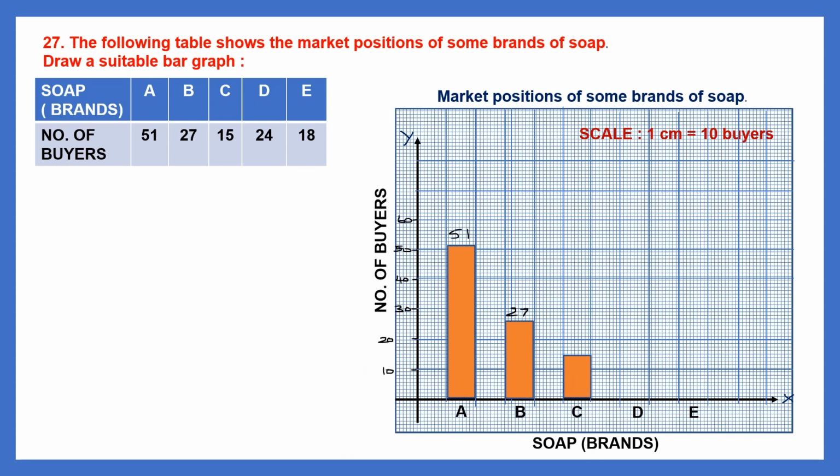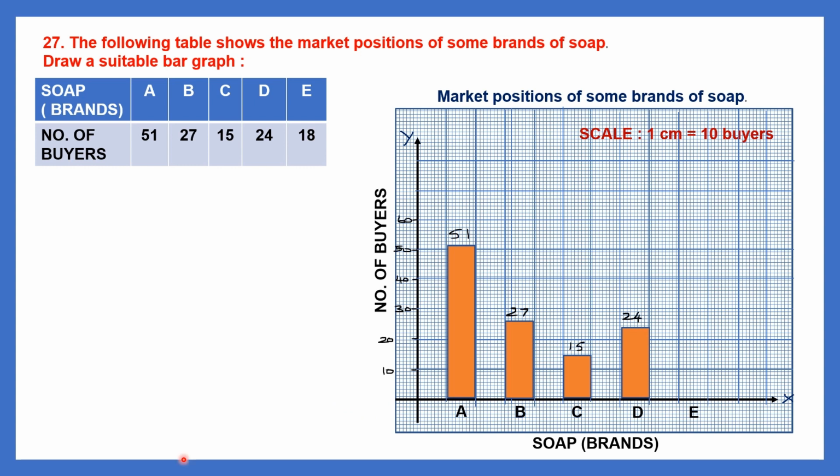So that is 15. So let's write 15. Now brand D has 24 buyers. So D is here, follow up to 24. We have 20 here, 24 is in between 20 and 30. So let's get that. So that is 24. We can write it here, 24.